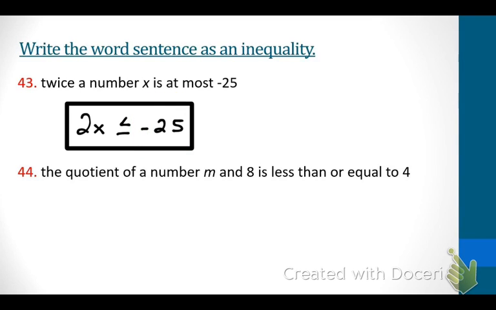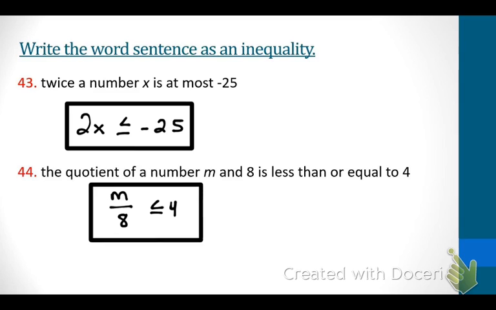Final one. The quotient of a number m and 8 is less than or equal to 4. Hunter, what'd you do? M plus 8 is less than or equal to 4. Okay, so let's go ahead and focus on this. The first thing, the quotient. What does quotient mean? It does not mean adding. Dividend, divisor, quotient. What is that? Divide. So how should we write divide? M over 8. So for a quotient, we're going to have m over 8, or m divided by 8 is less than or equal to 4.